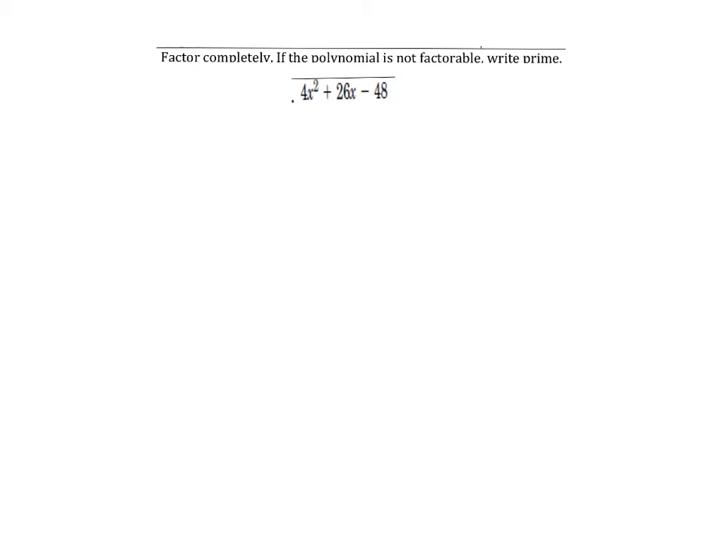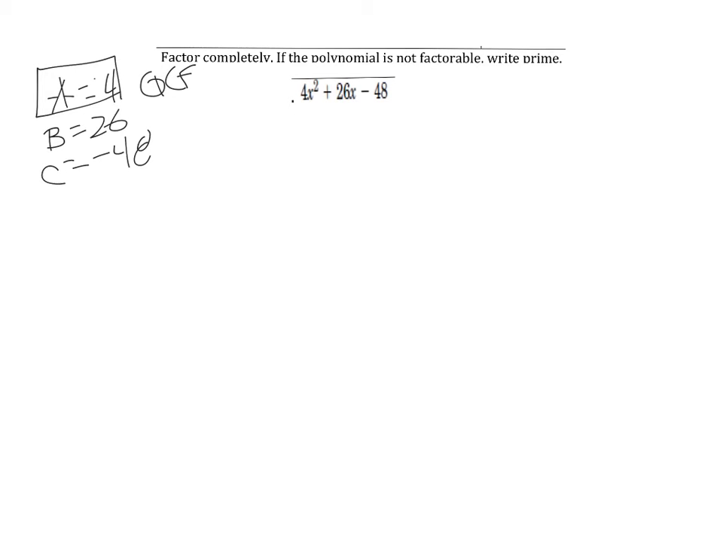Alright, the last problem in this section, once again we're going to factor completely, and if we can't factor we're going to write prime. That doesn't happen all the time. I'm going to start listing my A, B, and C in this trinomial. You can see A is equal to 4, B is equal to 26, C is equal to negative 48. A is greater than 1, so I'm looking for a GCF.